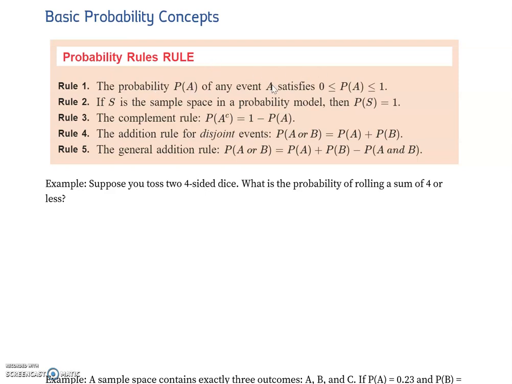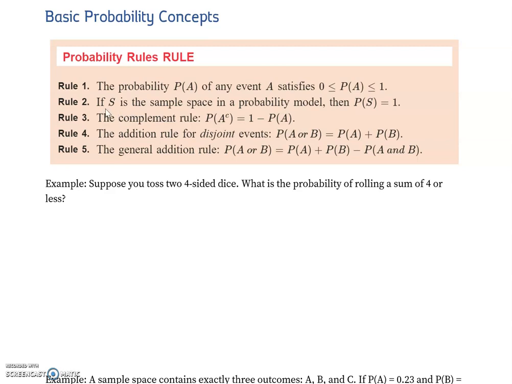First of all, we're saying the probability of anything occurring has to be between 0 and 1. Right? 0 means there's a 0% chance, 1 means there's a 100% chance. You can't have a greater than 100% chance of anything happening, and you can't have less than 0. You can't say there's a negative 15% chance of something happening.